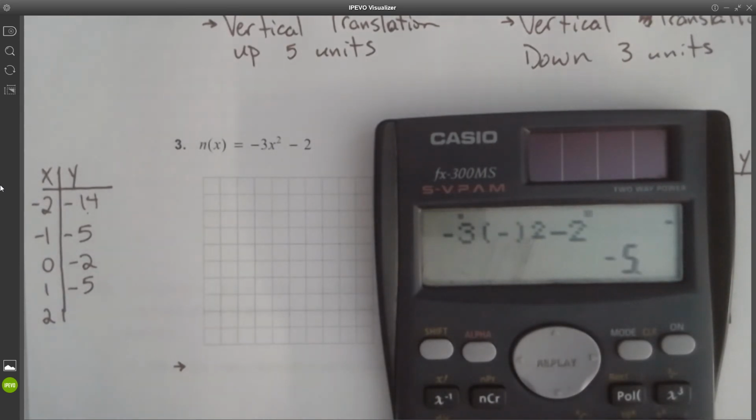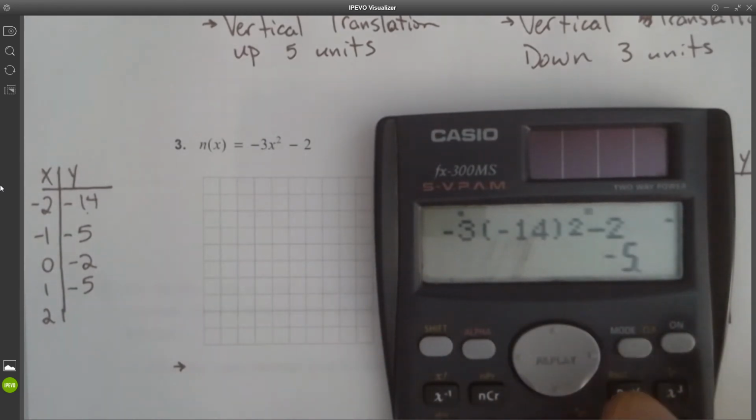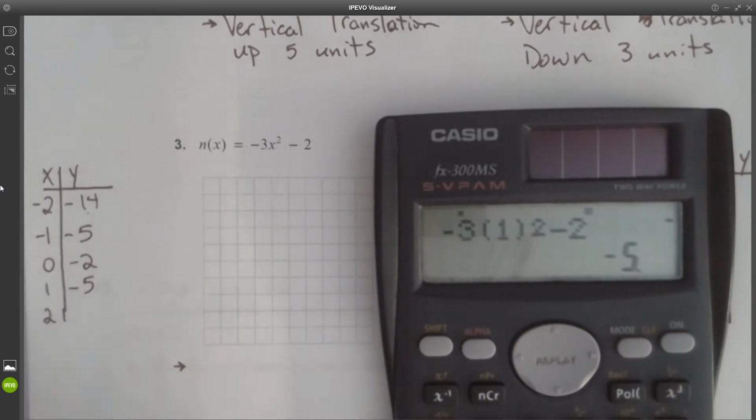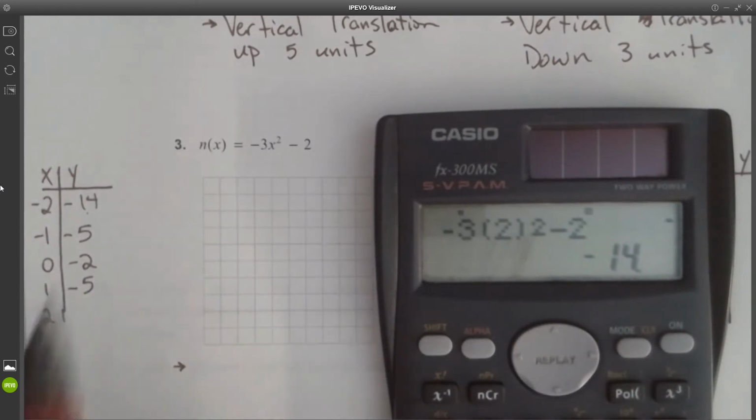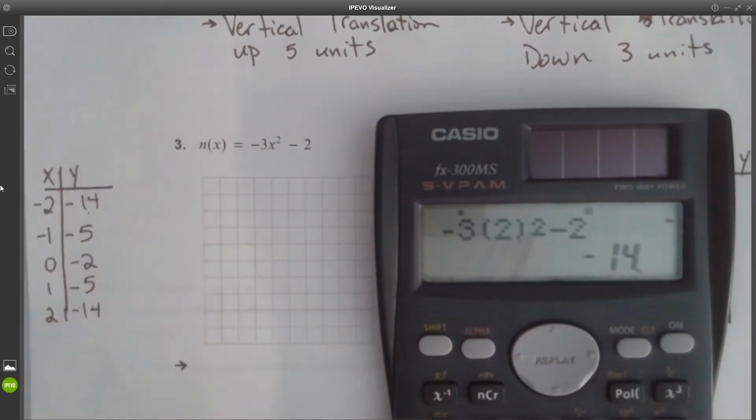Oh, sorry, I did that wrong. I'm putting in a 1 there. I got ahead of myself a little bit. This is for x is 2. So there we go. And then negative 14 again.